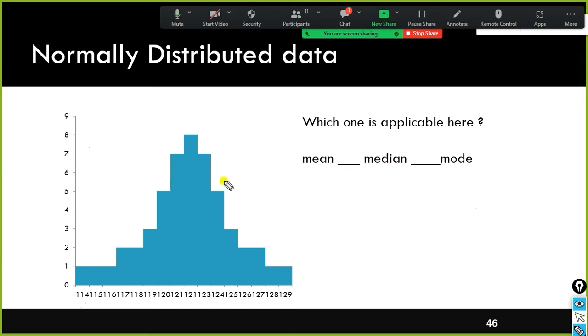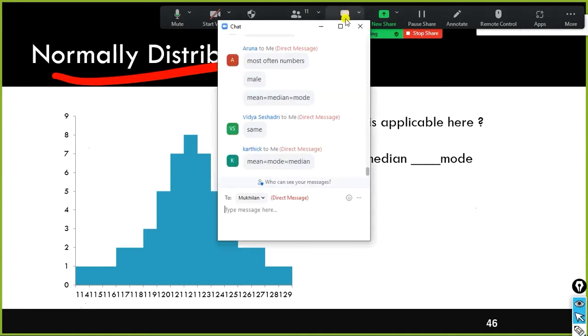First of all, tell me, is this a normally distributed data or not? Yes, it is normally distributed data because I mentioned here that it is normally distributed. So, in the case of normally distributed data, what is the property here? Mean, dash, median, dash, mode. What is this?